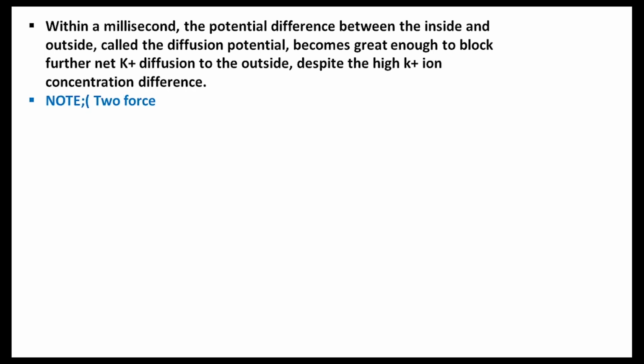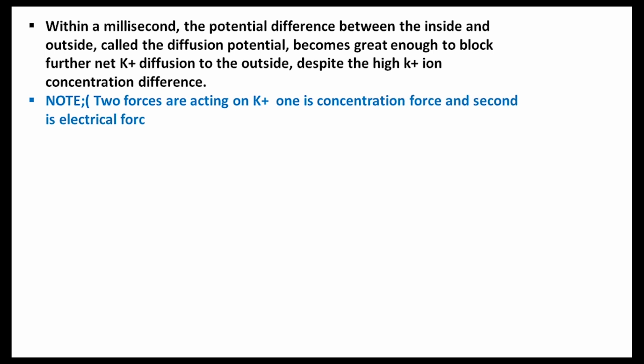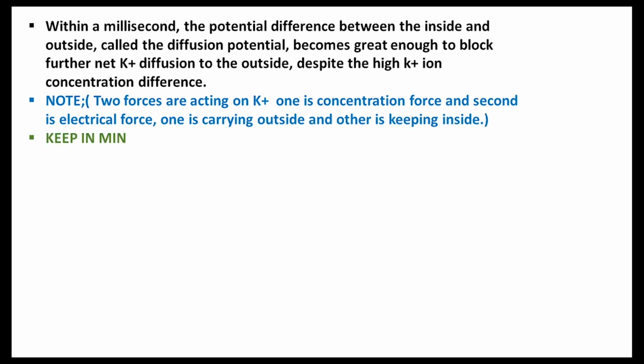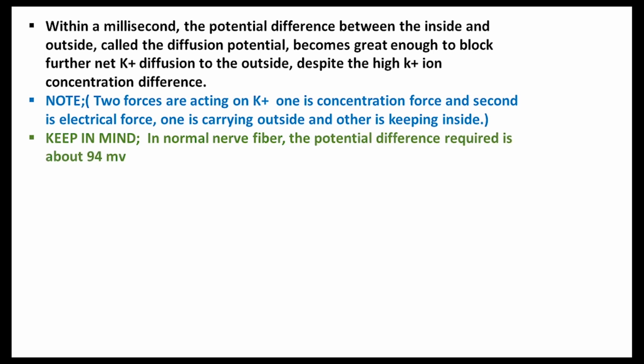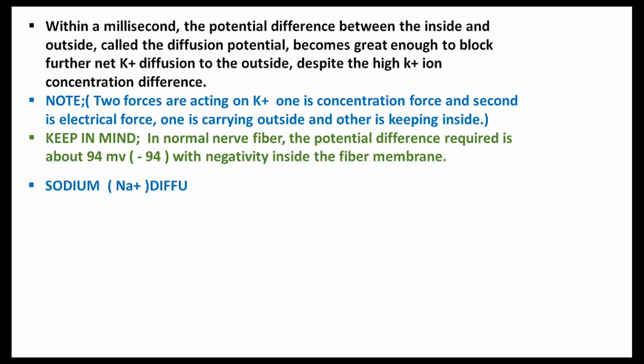Note: two forces are acting on potassium. One is the concentration force and the second is the electrical force. One is carrying potassium outside and the other is keeping it inside. Keep in mind, in a normal nerve fiber, the potential difference required is about 94 millivolts, 94, with negativity inside the fiber membrane.